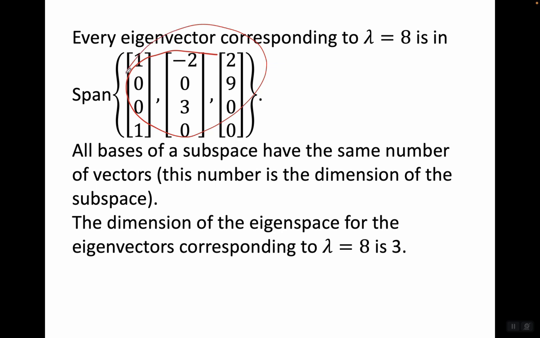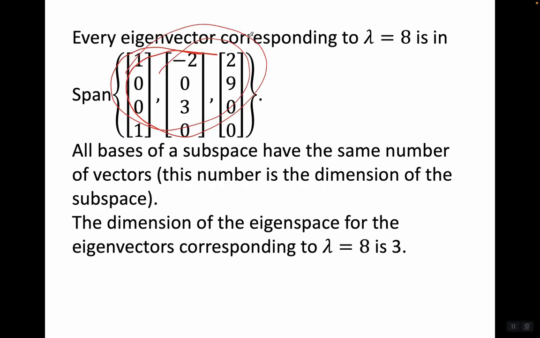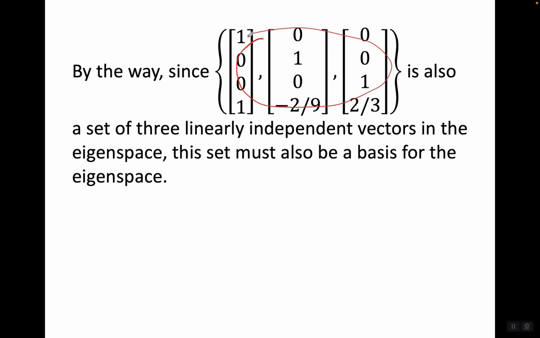All bases of a subspace have the same number of vectors. This number is the dimension of the subspace. The dimension of the eigenspace for the eigenvectors corresponding to lambda equals 8 is 3, because we need 3 vectors in the basis for the eigenspace. By the way, since these 3 vectors are also a set of 3 linearly independent vectors in the eigenspace, this set must also be a basis for the eigenspace. Not a surprise, because every basis for a vector space is going to have the same number of vectors. This basis had 3 vectors, and this basis will also have 3 vectors. That's the dimension of this eigenspace.